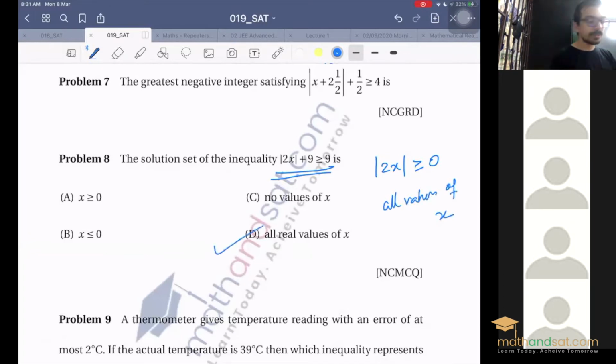All values of x. You take any real number, you double it, take the absolute value, it is always going to be greater than or equal to 0. Take any number, negative or positive, double it, take the absolute value, it will always be greater than or equal to 0.